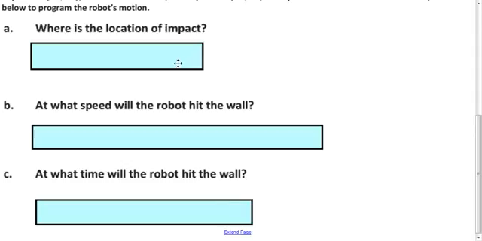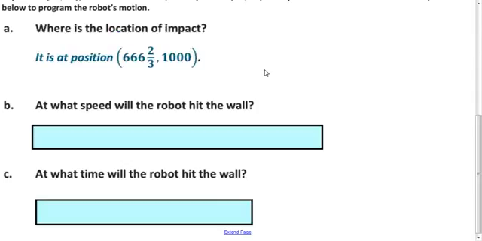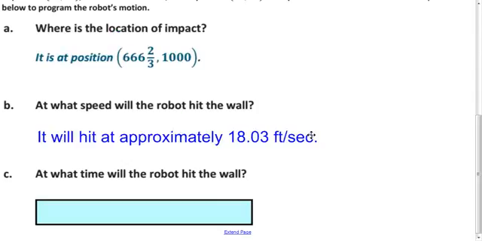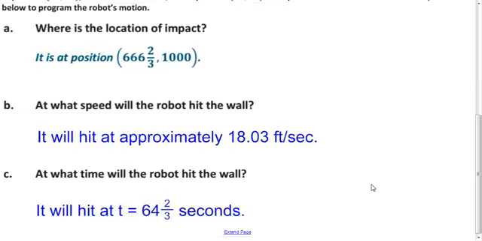So if you solve these correctly, you should have gotten this for the point of impact. You should have gotten this speed and 64 and 2/3 seconds. Now, maybe you didn't get all those. If you got some of them, great. But in this lesson, we're going to learn how to find each of them. There's actually a lot of work that goes on behind the scenes to find these three answers. So that's our goal for today.